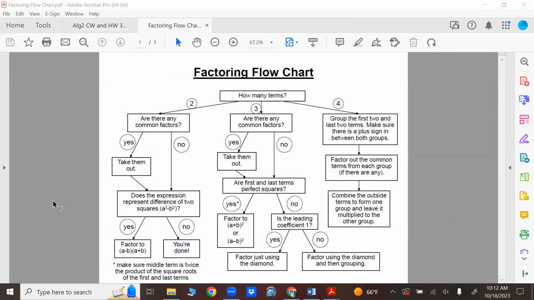Common factors, 3 terms. Take them out. Is it first, last, and perfect squares? We're going to talk about that in the next example. You factor. If not, leave coefficient 1. No, then you have to use that grouping or the box thing, or just do the diamond here. You have 4 terms, just factor by grouping, another type of factoring. So this might be a good way to just kind of keep things organized.